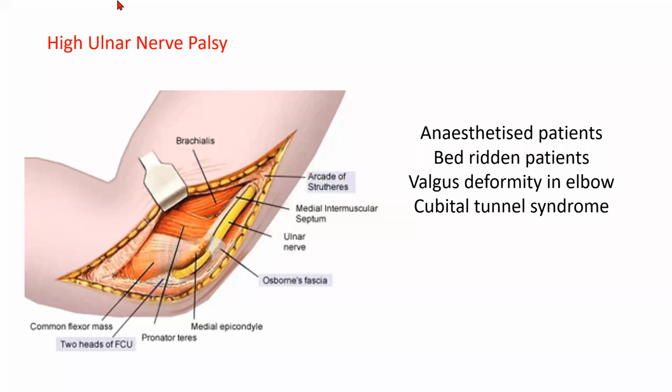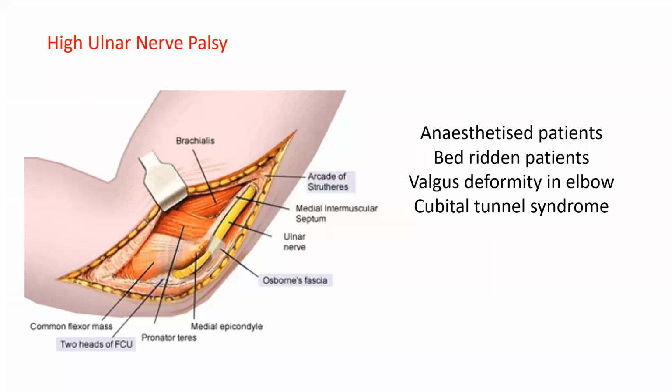Okay, fine. We'll move on to high ulnar nerve palsy. Here the problem again is at the level of the elbow. It can occur in an anesthetized patient. Whenever a patient undergoes long duration surgery, say for about 3 to 4 hours, the patient has to lie supine on a particular operating table. You have to concentrate on where the upper limb is rested.